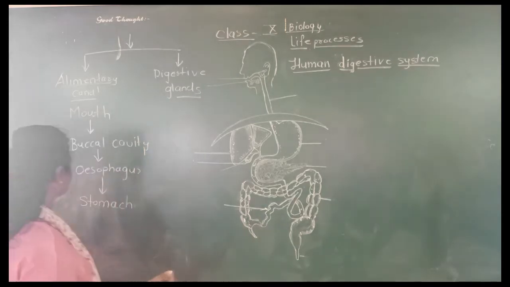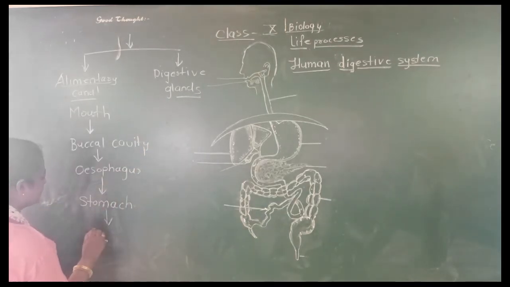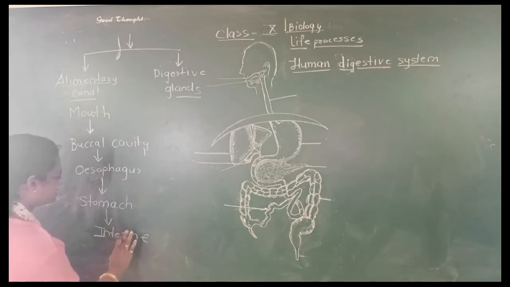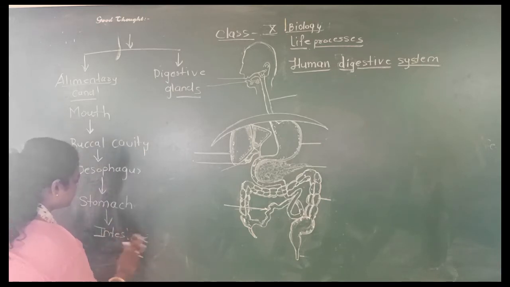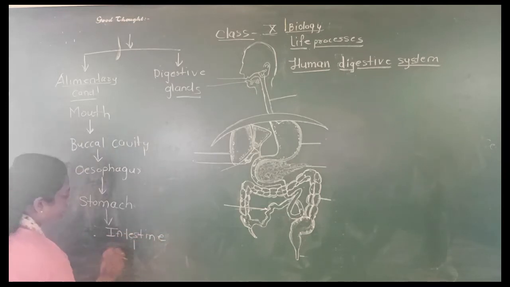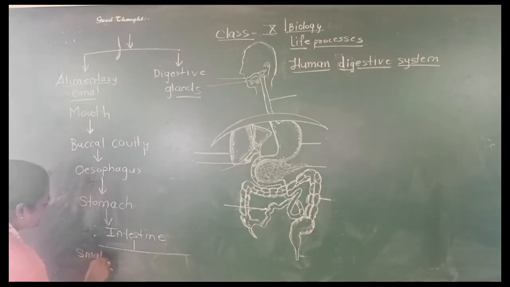Okay, students. So after the stomach, there is the small intestine. After that, another intestine will be there. And this intestine is bifurcated into two. That is what? Small intestine.